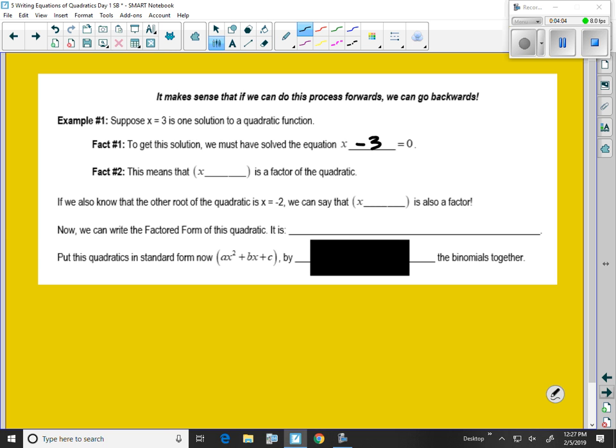Okay, we solved x minus 3 equals 0, because we're talking about the fact that they're just opposite signs. So what does that look like as a factor? X minus 3 in parentheses. So the factor was x minus 3. The solution was x equals 3, opposite signs. Okay, so if we have the solution x equals negative 2, what does that look like as a factor? X plus 2, opposite sign.